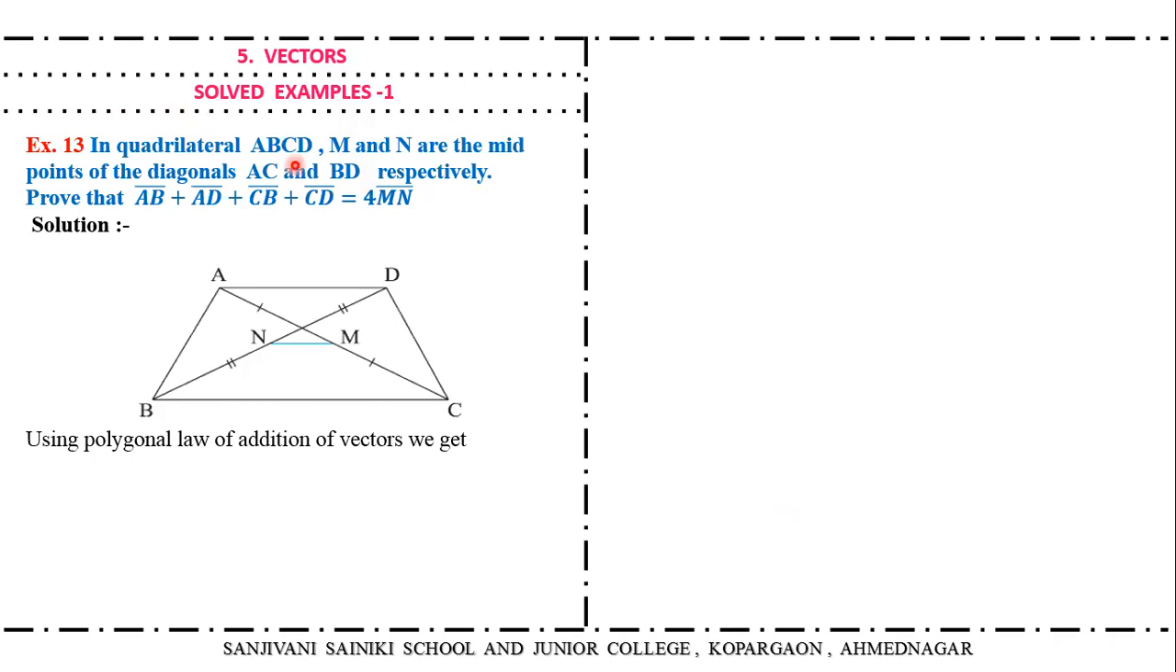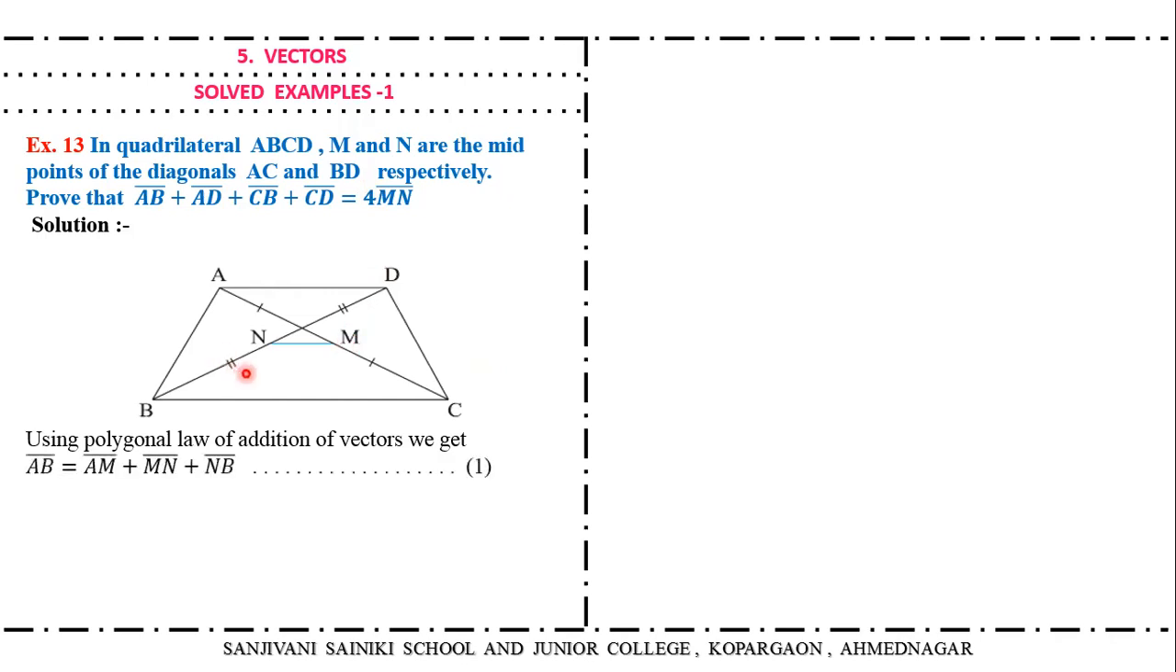In quadrilateral ABCD, M and N are the midpoints of the diagonals AC and BD respectively. Then we have to prove that AB bar plus AD bar plus CB bar plus CD bar is equal to 4 MN bar.